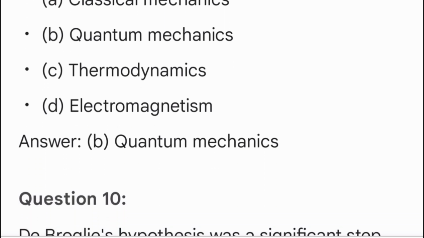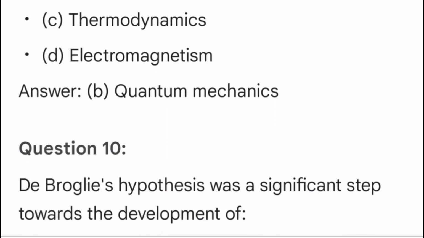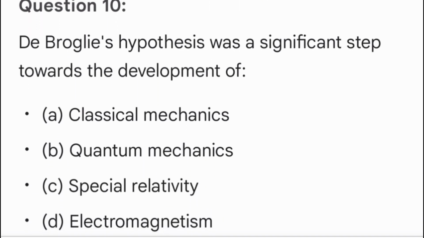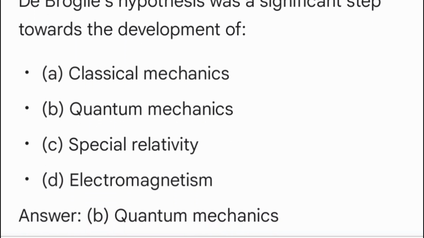Quantum mechanics. Question 10. De Broglie's hypothesis was a significant step towards the development of A. Classical mechanics. B. Quantum mechanics. C. Special relativity. D. Electromagnetism. Answer: B. Quantum mechanics.